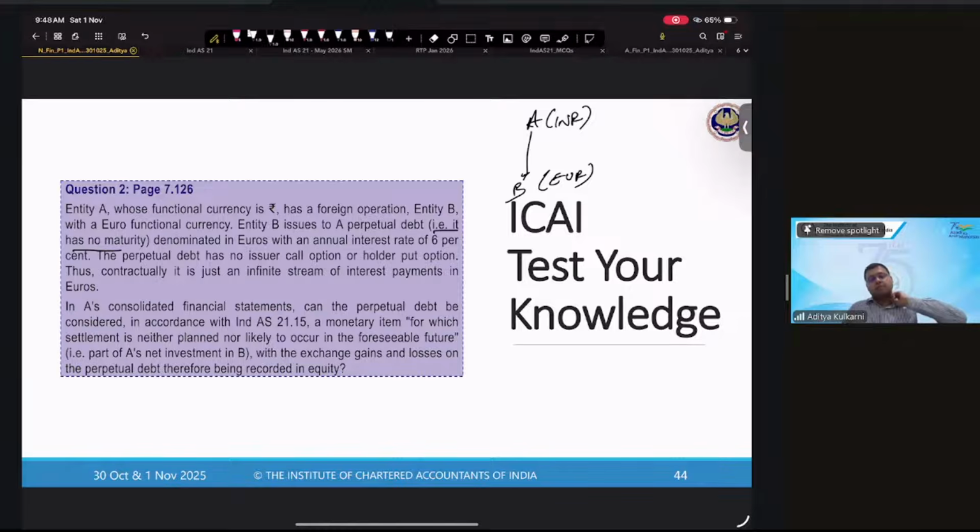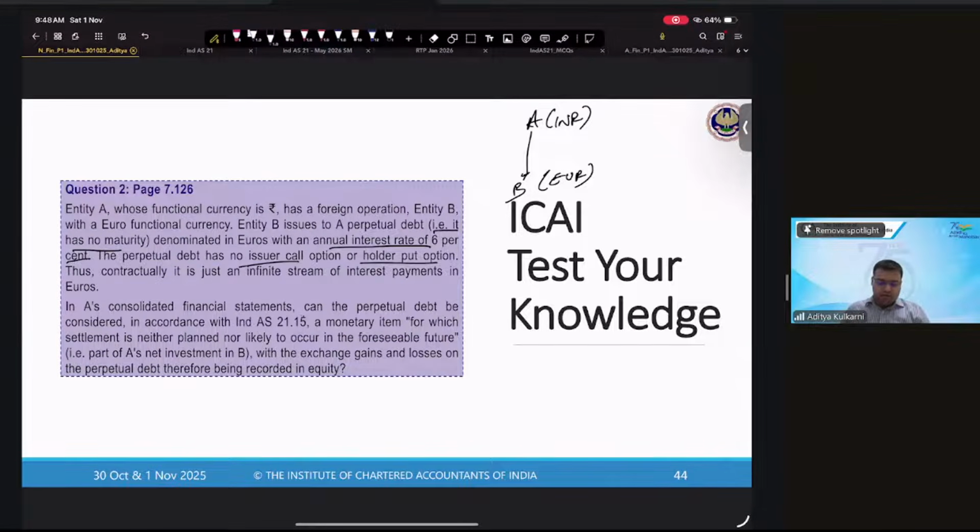It is not redeemable at all. There is no maturity. There will only be infinite interest streams denominated in euros with an annual interest rate of 6%. The perpetual debt has no issuer call option or holder put option. So holder put means the parent is holding the instrument. It cannot sell it. The issuer cannot call, cannot get the instrument back. Once issued, it will be there forever.